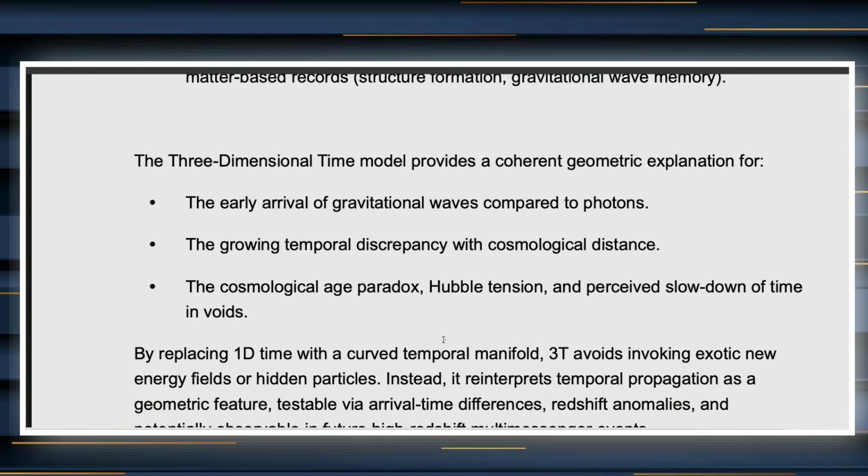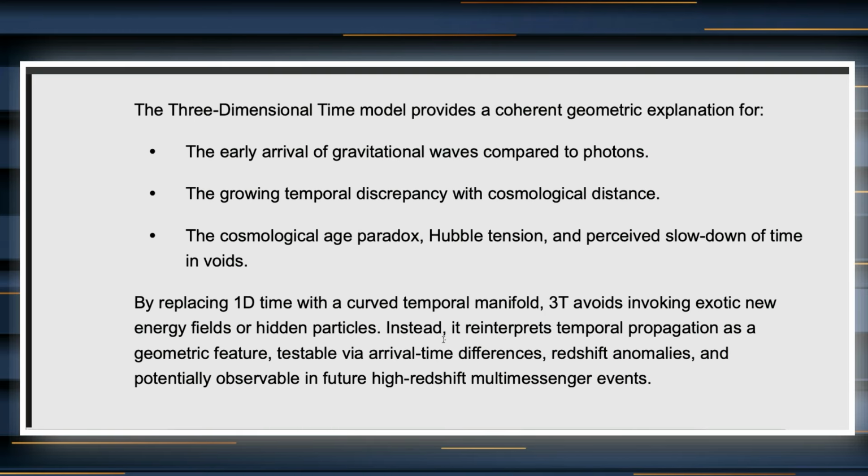The three-dimensional time model provides a coherent, geometric explanation for the early arrival time of gravitational waves compared to photons, the growing temporal discrepancy with cosmic distance, the cosmological age paradox, Hubble tension, and perceived slowdown of time in voids. By replacing one-dimensional time with a curved temporal manifold, three-dimensional time avoids invoking exotic new energy fields or hidden particles. Instead, it reinterprets temporal propagation as a geometric feature testable via arrival time differences, redshift anomalies, and potentially observable in future high-redshift multi-messenger events.